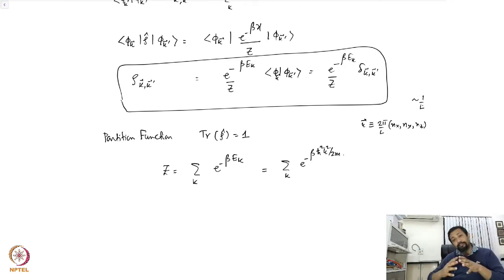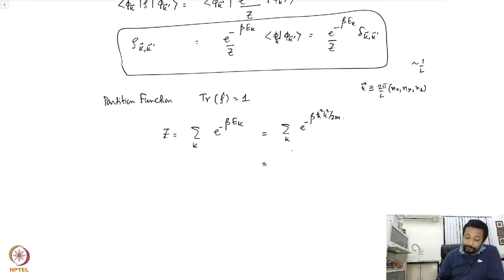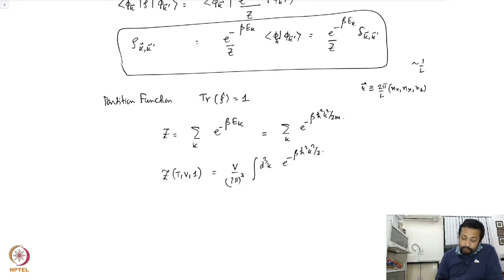So clearly, if I have a large box that I'm considering, then these energy values are spaced very, very closely. So one can imagine that for a large box, I have a continuous spectrum of energy. Since the energy values are very closely packed, I can convert this into an integral. I will write down Z explicitly as Z of T, V, 1. I have just one particle, and this is going to be V over 2 pi whole cube, and this discrete sum gets converted into the integral d cube k e to the power minus beta h bar squared k squared over twice m.